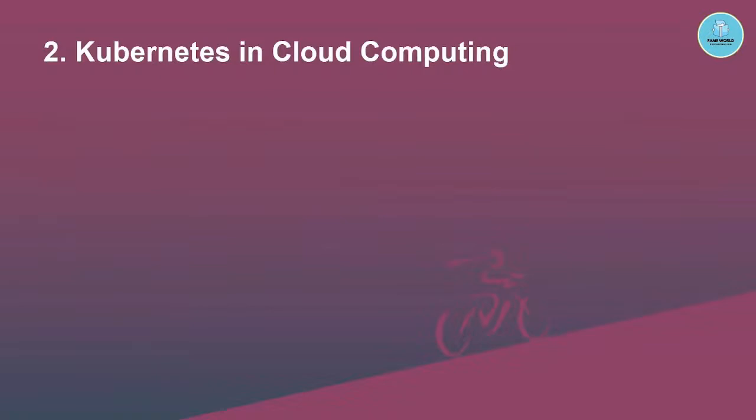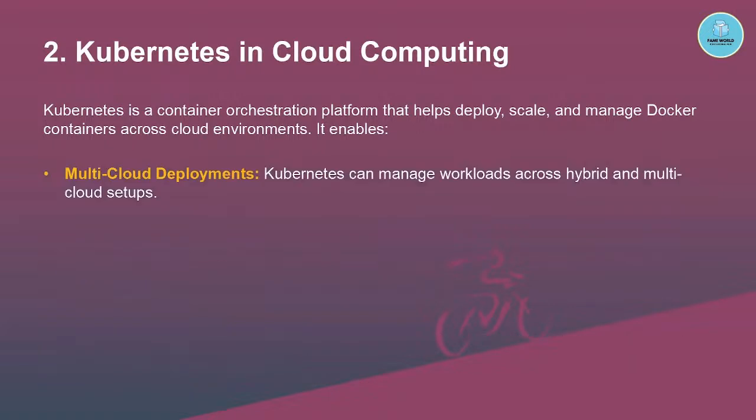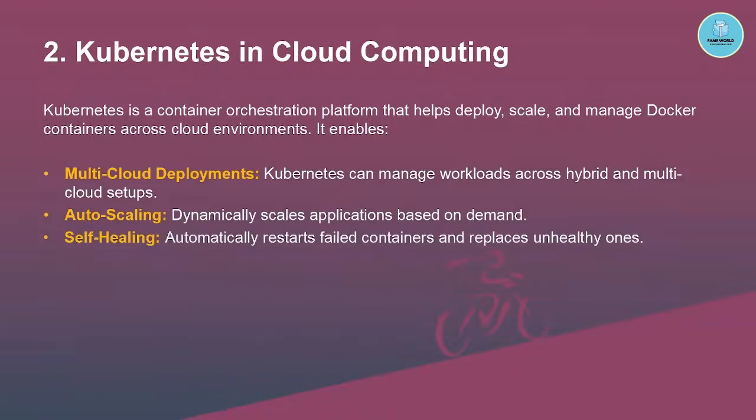Then Kubernetes in cloud computing. Kubernetes is a container orchestration platform that helps deploy, scale, and manage Docker containers across cloud environments. It enables multi-cloud deployment, so Kubernetes can manage workloads across hybrid and multi-cloud setups. I have already talked about that before. Auto scaling dynamically scales applications based on demand. Then self-healing automatically restarts failed containers and replaces unhealthy ones itself.